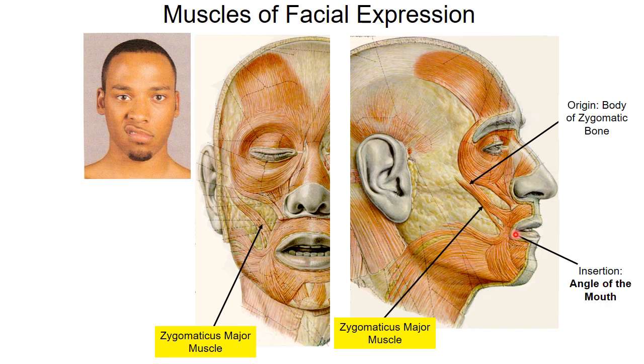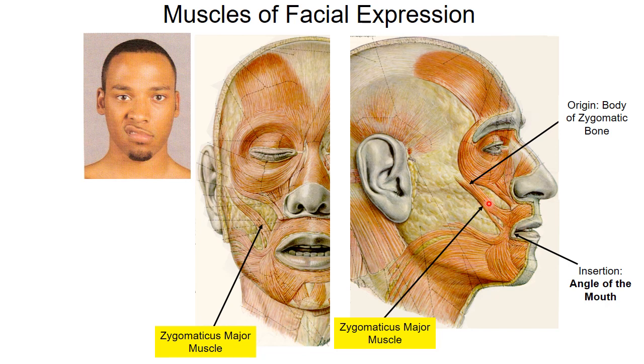Okay, and this muscle right here, taking its origin here and inserting here, is capable of raising, pulling in this direction, the angle of the mouth to create this kind of look right here. Now you do it on both sides and you get a smile. This looks more like a sneer, but if you do it bilaterally, it's going to look more like a smile. This is the zygomaticus major muscle.